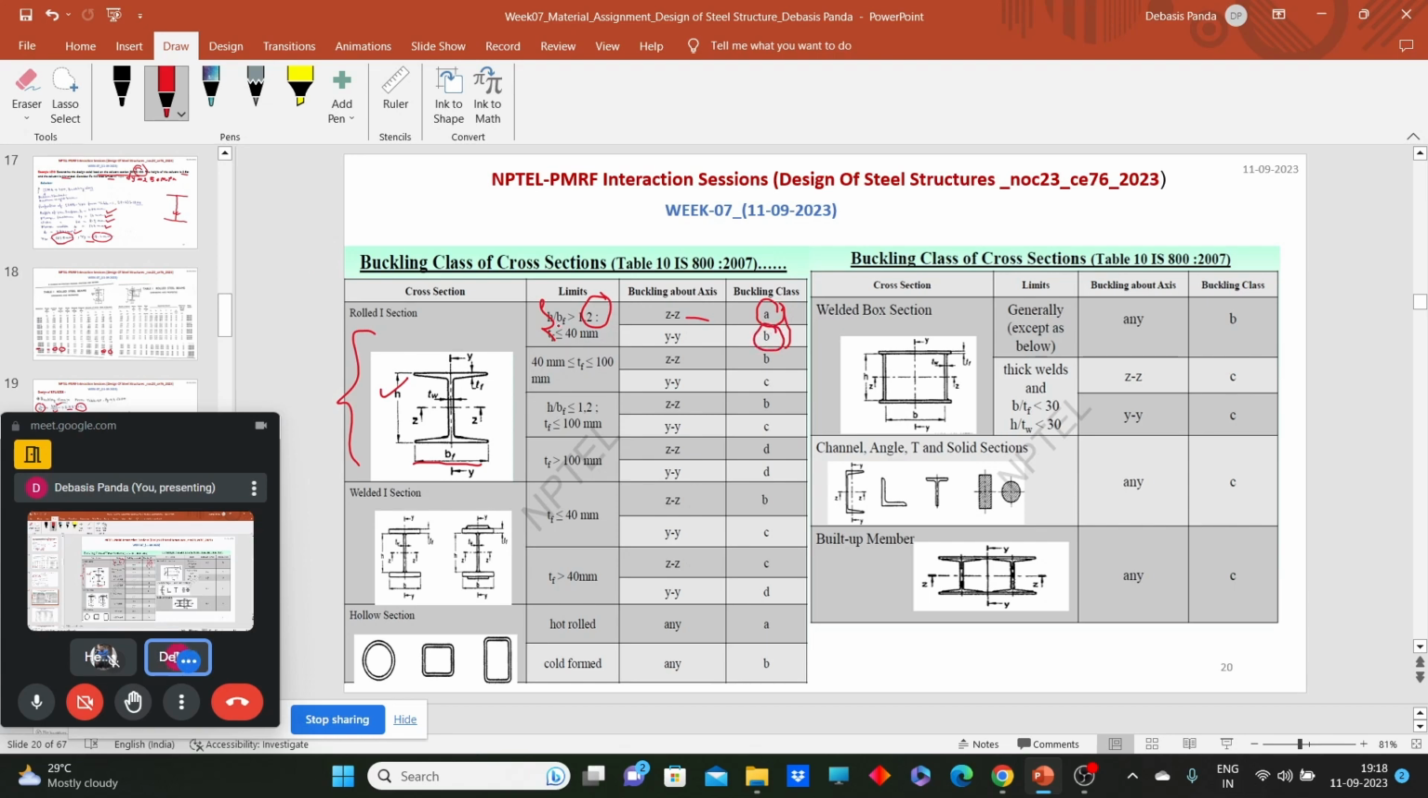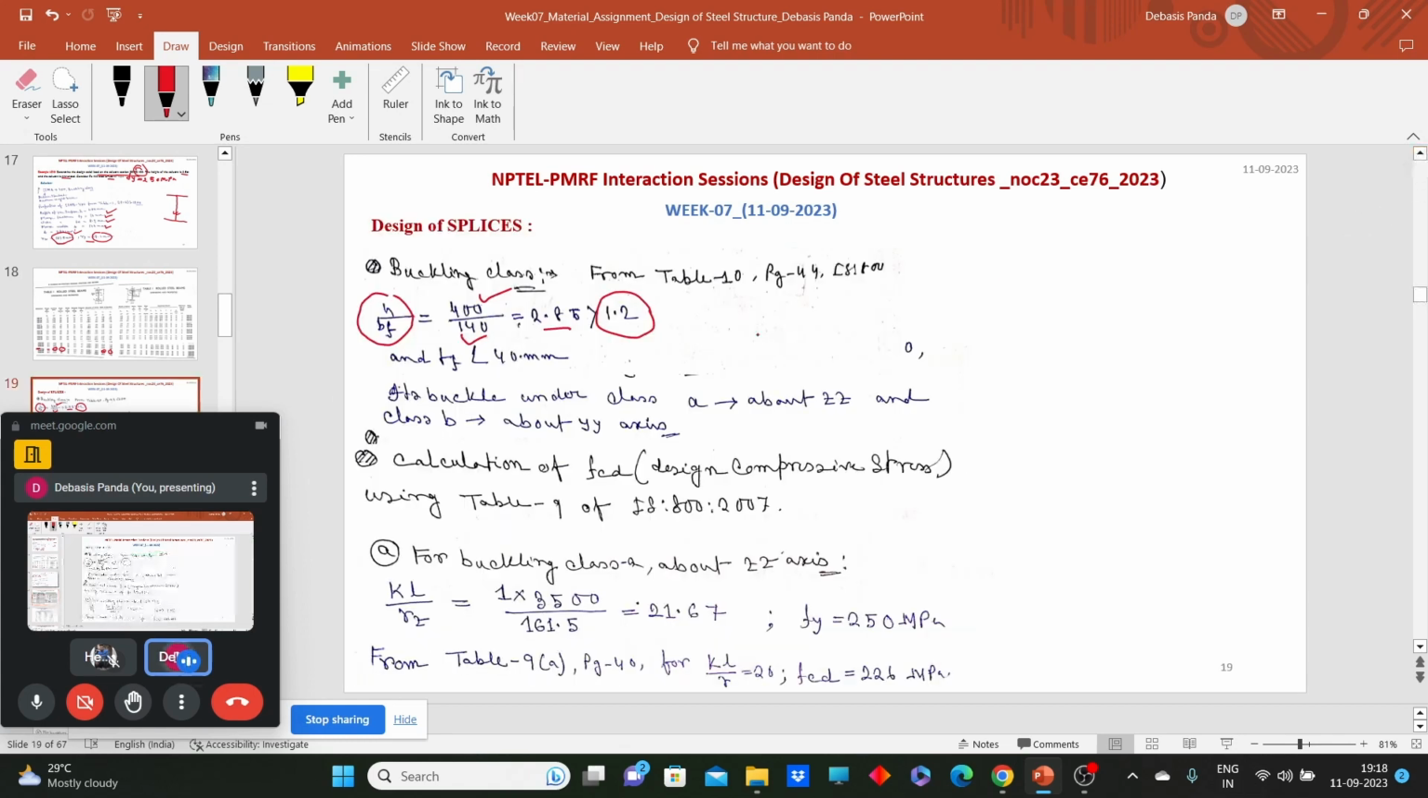So first, let's check the criterion. What is the value of H by BF? Our TF, the thickness of the flange, is less than 40 mm, so it will come under buckling class A and B. TF is less than 40 mm and this ratio is also greater than 1.2. That means it will buckle about the XX axis under class A and about the YY axis under class B.